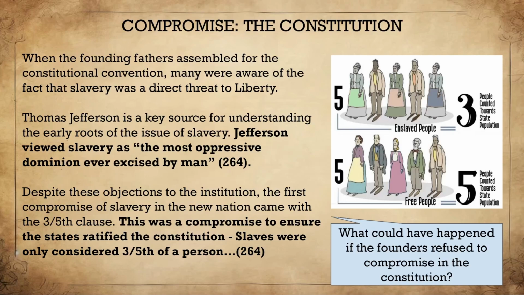To begin with, just like with expansion, the argument of compromise can go all the way back to the very beginning of the official independent United States with the Constitution. So in 1787 through 1788, when the founding fathers are coming together to create the Constitution, many of the founders are very aware that slavery was a direct threat to liberty. Now, the southern states are coming into the Constitution ensuring that slavery is protected. But the northern congressmen and delegates coming in are trying to address this question.